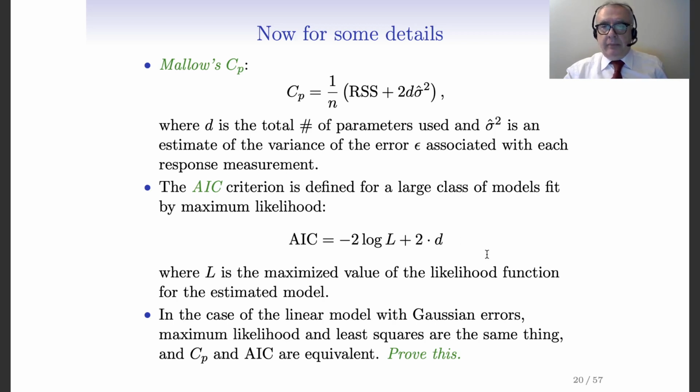But when you do not have a linear model and nevertheless you can compute the likelihood, AIC gives you a more general criterion that can be applied every time you can define a likelihood on your data.